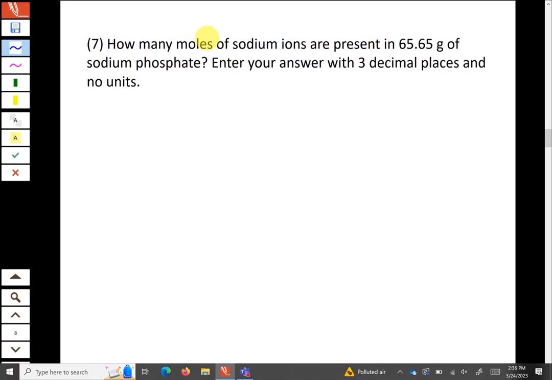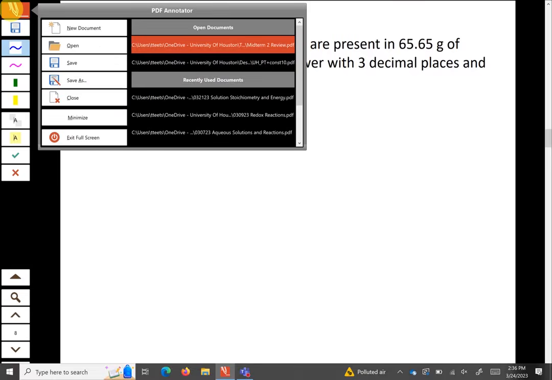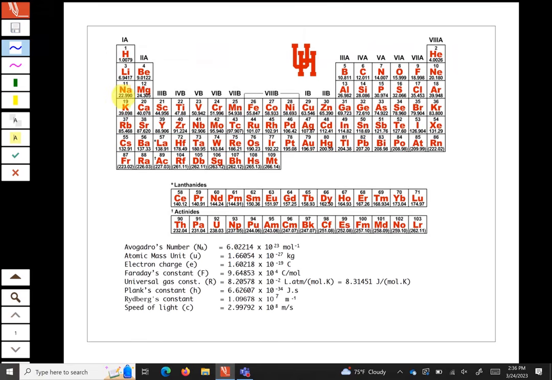We need the correct formula really for two reasons, both for that part of it, the molar mass, as well as to figure out how many sodium ions there would actually be there. So we need the correct formula. So a quick review of ionic formulas. We have sodium and phosphate. Sodium is in the first column in the periodic table, Na, and so it's going to have a +1 charge whenever it makes an ionic compound.